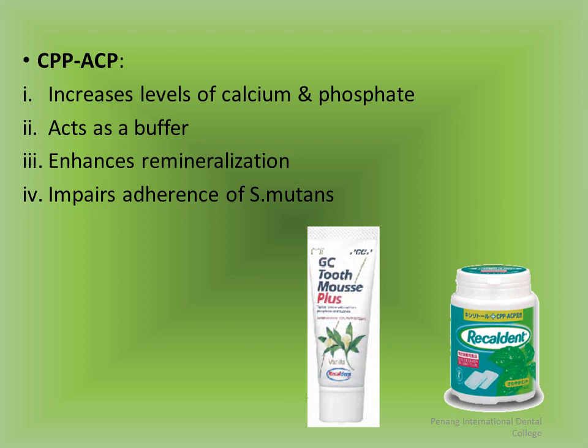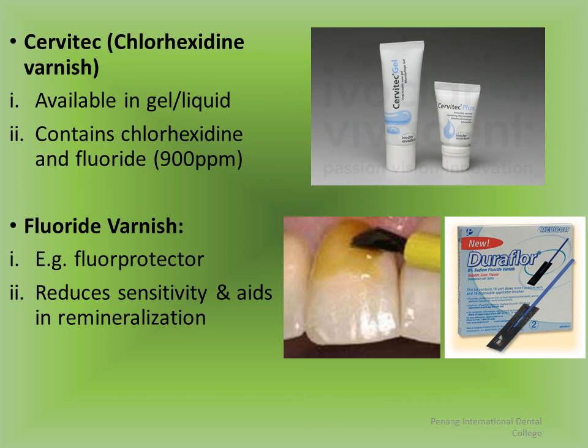So this is your CPP-ACP. This was the GC Tooth Mousse which I was talking about. So it enhances remineralization and does not allow your Streptococcus mutans to adhere to the tooth surface. Now Cervitec, this is the chlorhexidine varnish which I was talking about. It is available in a gel, and it contains both chlorhexidine and fluoride. Both play a vital role in preventing caries attacks, and so it's a very good product.